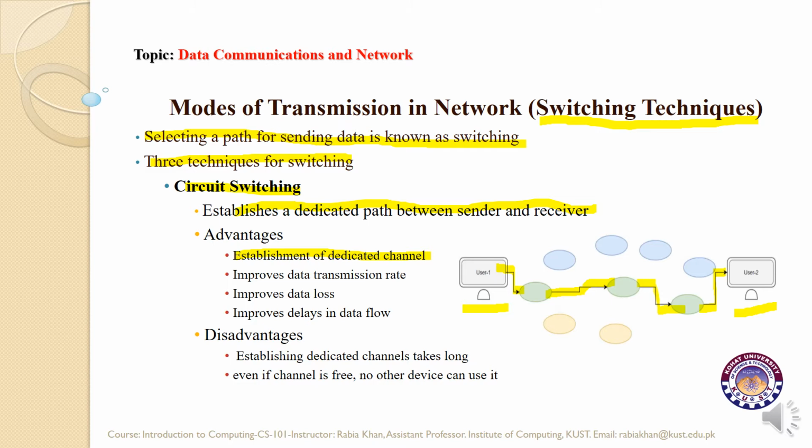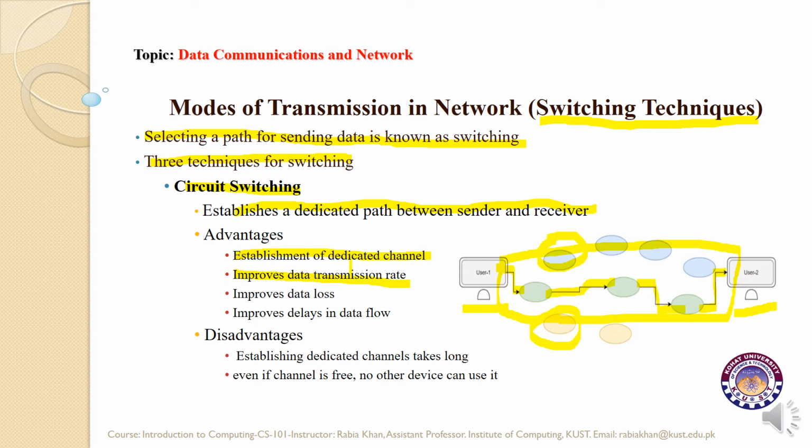Second benefit that it brings is it improves the data transmission rate. Since there is no interference in the path, as you can see in the diagram, no other node can interfere in this dedicated path. These are the other nodes here you can see. So these nodes cannot interfere in this dedicated path. So data cannot be disturbed. So transmission rate is improved.